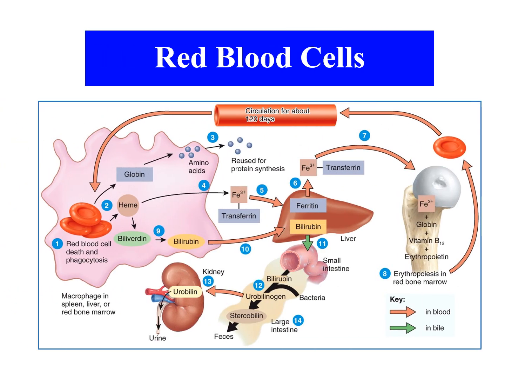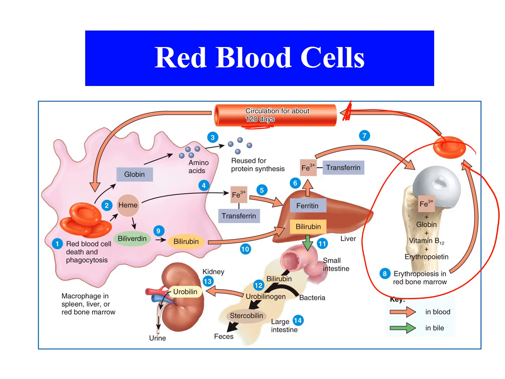This diagram is showing the process of both erythropoiesis as well as red blood cell breakdown. The right side of this diagram is showing the process of erythropoiesis, where the red blood cells are produced in the red bone marrow, and after they have been produced, these red blood cells are taken into the circulation, where they're going to stay for about 120 days.